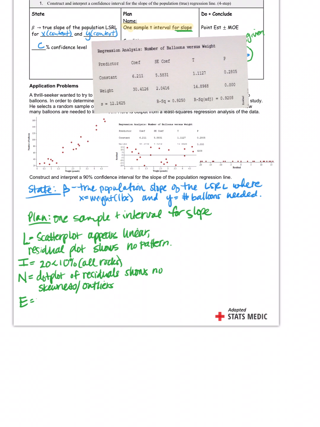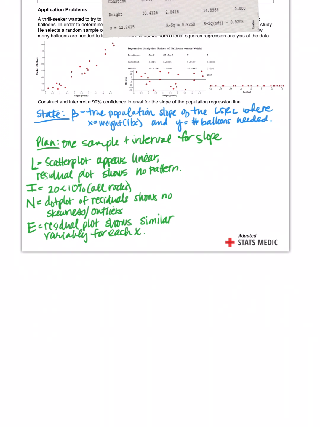So we would say on the residual plot shows similar variability for each x. And R, what is R? Random. Was our sample of rocks random? Yes. Stated, right? Random sample of 20 rocks.